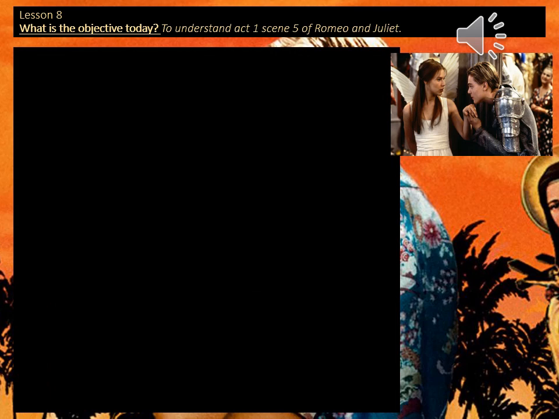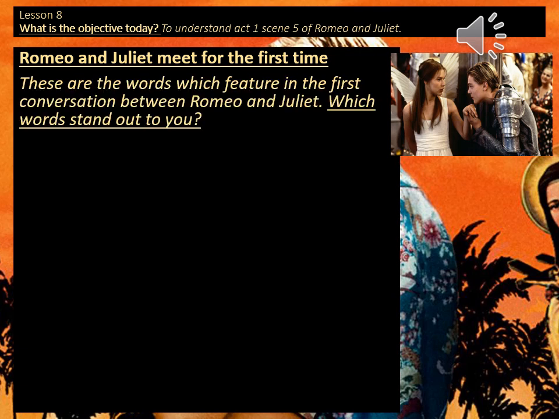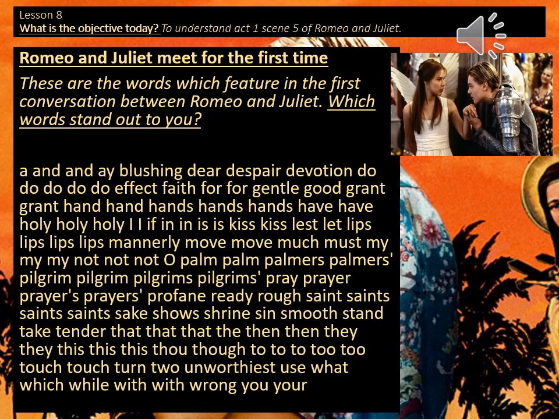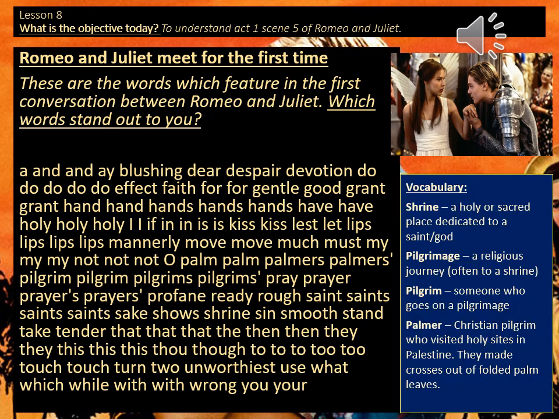So with Romeo now free to explore the party, he and Juliet finally meet. And before we look at the conversation itself, here are all the words in that conversation, crunched together. Look at them as a group, how many times they've been used, for example, and think about which words stand out to you. What do you think the tone of this conversation is going to be?